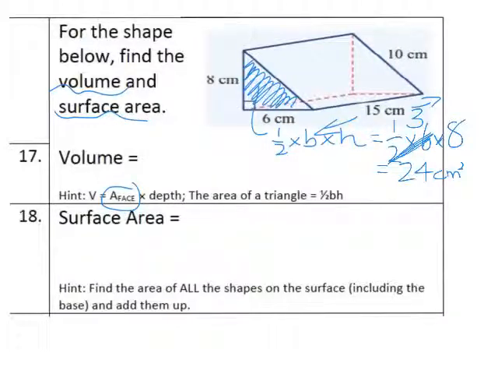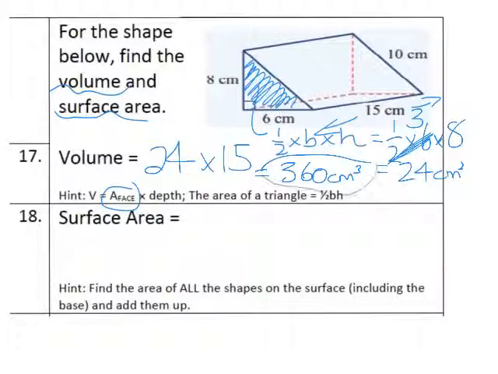So we're going to go the area of the front face, which we've now worked out as 24, times the 15 centimeter depth. And you might like to pause there and figure that out for yourself. And the answer is 360 centimeters cubed, because it's measuring the volume. Now we're doing the surface area.